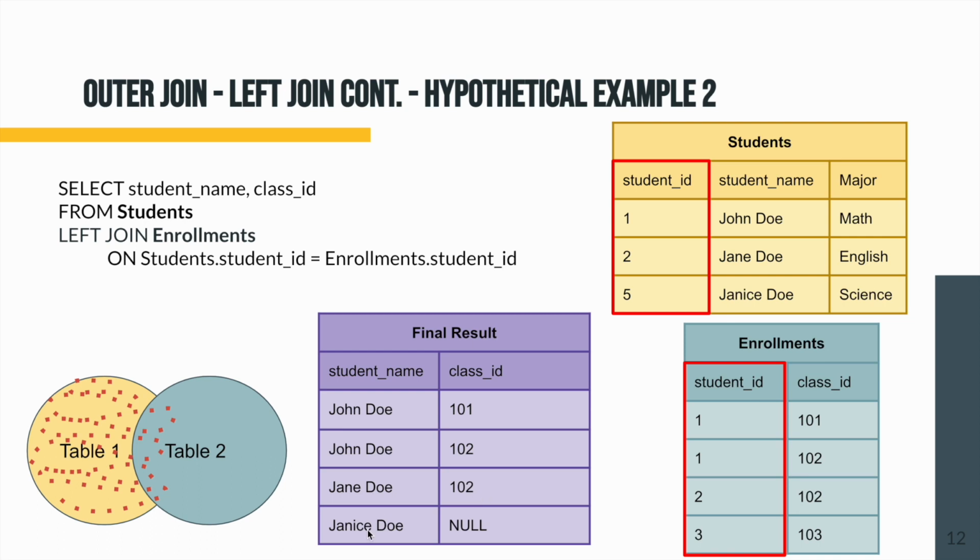But this time, again, we want everything from students and whatever matches between the two, which in this case, Janice Doe is from this table. So I want to bring her here. But again, because there's no student ID 5 in this table, this will be a null value.